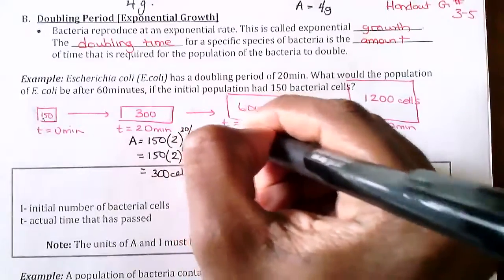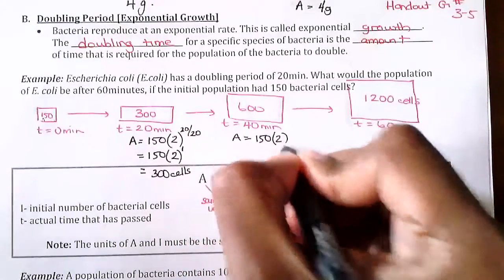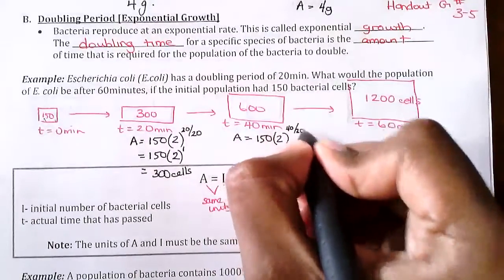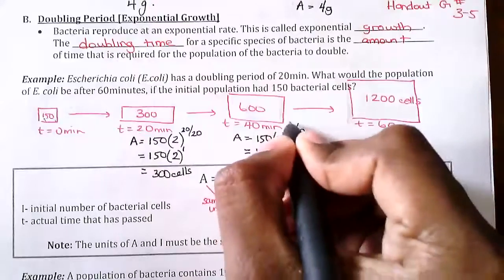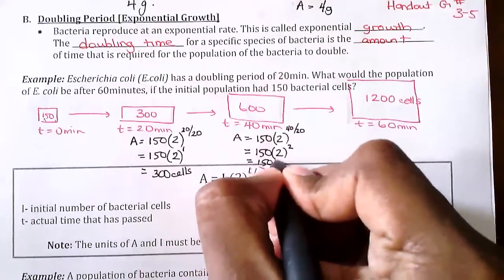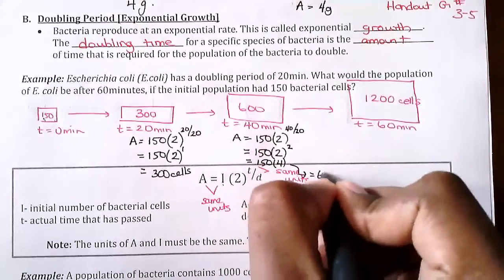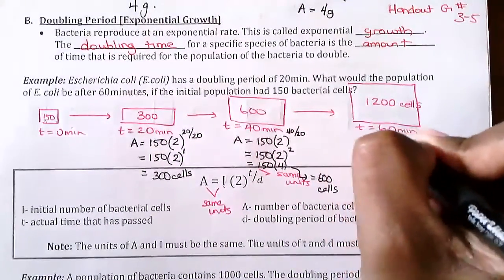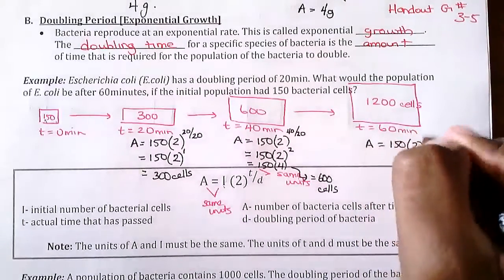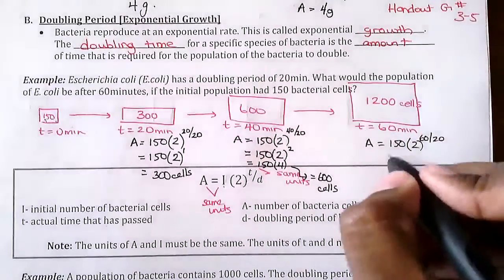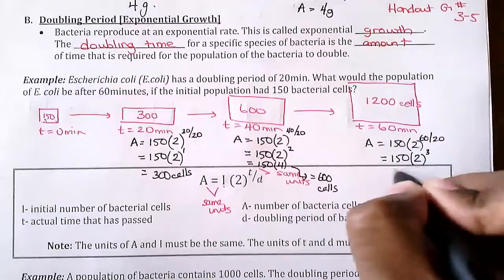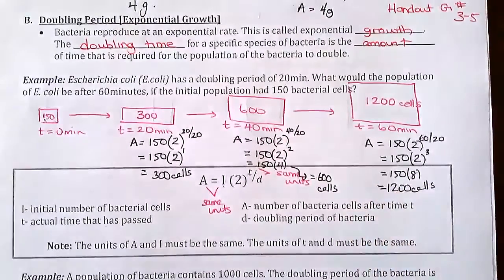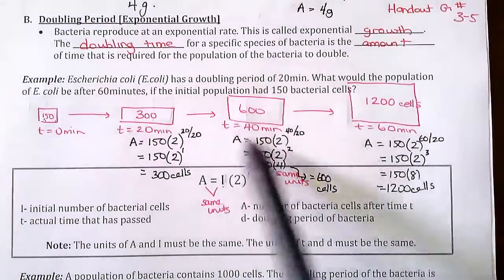Let's do this one as well, because we can. Here we have 150 as the initial, 2 as the base. The time here is 40 divided by the doubling period, which is 20. So we have 150, 2 to the power of 40 over 20, which is 2, which is 150 times 4, which is equal to 600 cells, which is exactly what we got here. Same thing here. We have A is equal to 150, 2 to the power of T, which is 60, over 20, which is the doubling period. So that's 150, 2 to the power of 3, which is 150 times 8, which is equal to 1,200 cells as well. Okay, so we know that the formula works.